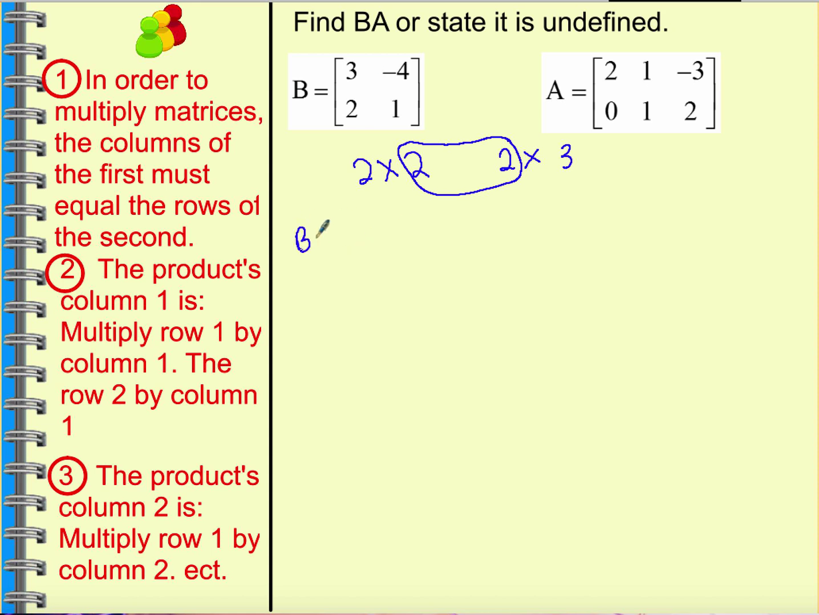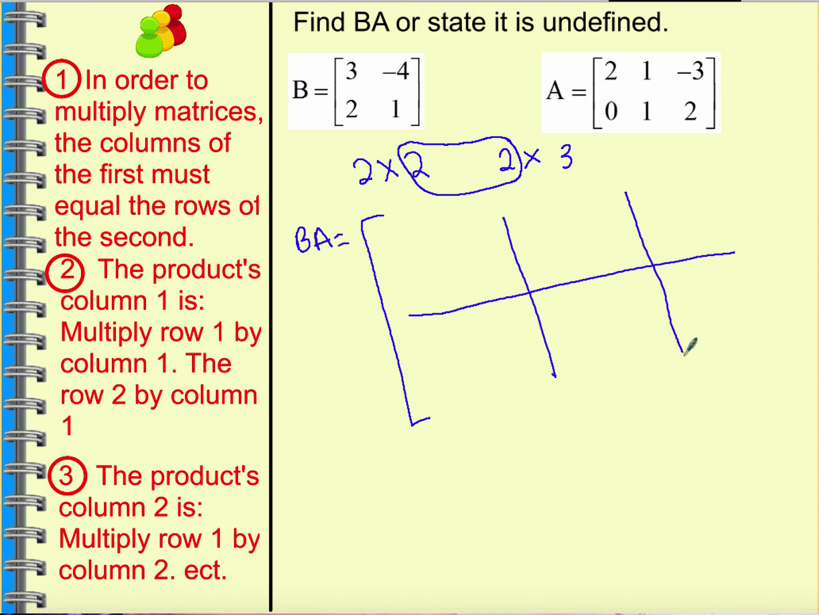So let's go ahead and do that. B times A is going to give me a 2 by 3. That is 2 rows, 3 columns. I am just writing on a curve today. Okay, so I'll change my perspective a bit. So let's see, here we go. I'm going to take my row by column.